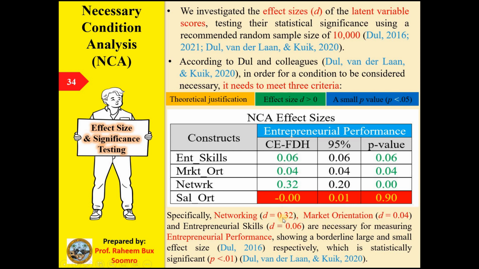So this one has a very large effect, and this one has a small effect on the dependent variable, which is statistically significant. So all these three are statistically significant, but generally, let me say that network is the only independent variable which is really a constraint, really a necessary thing for entrepreneurial performance. That means if you want to improve entrepreneurial performance, you have to improve the network. And logically, the network is very important if you want to improve your entrepreneurial performance.